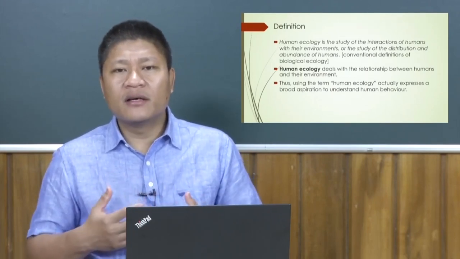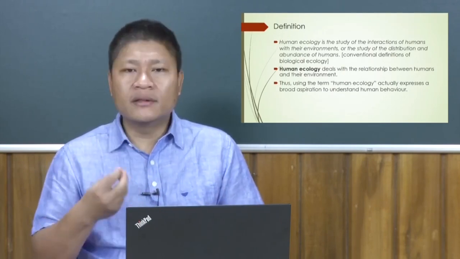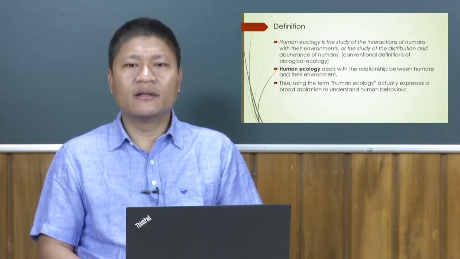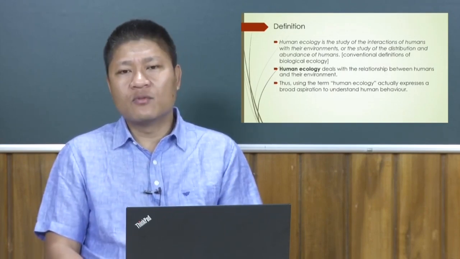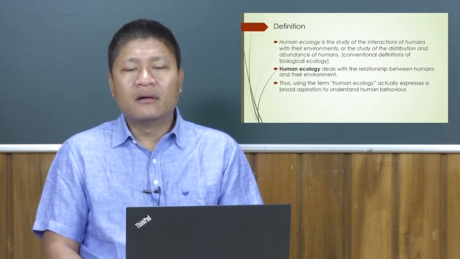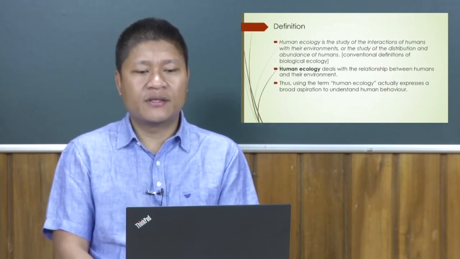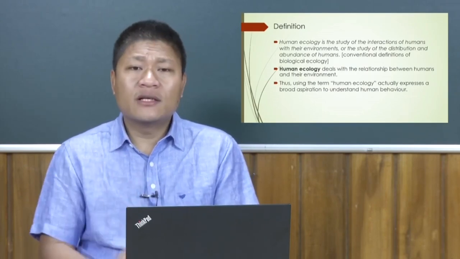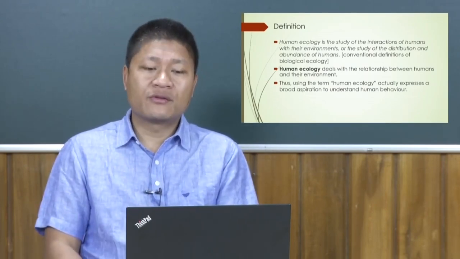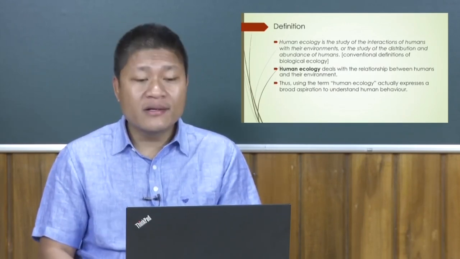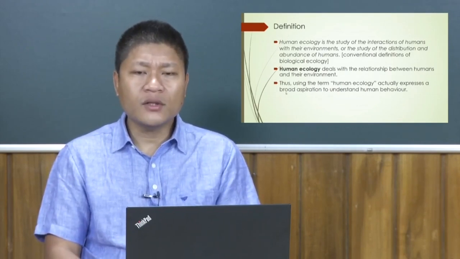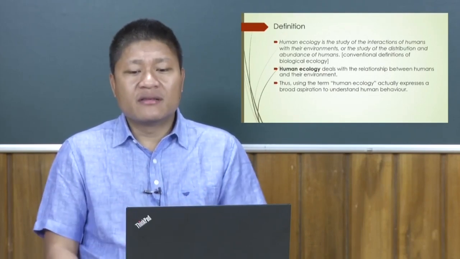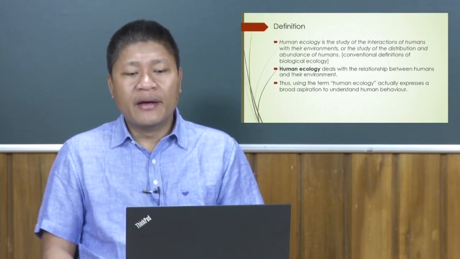Now, this is something which we need to look at, how the kind of relationship can be complex, as I had explained in the context of human, because it is considered to be much more complex compared to other relationships shared by the other species. Now, therefore, if we use this term human ecology, it actually tries to express a broad aspiration to understand human behavior. Now, what is this broad aspiration? There are different embedded meanings within this. How these aspirations are being expressed.